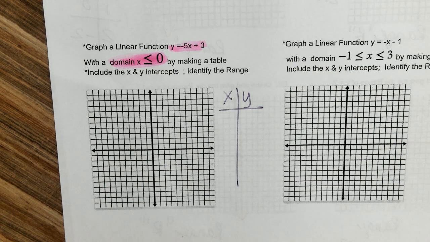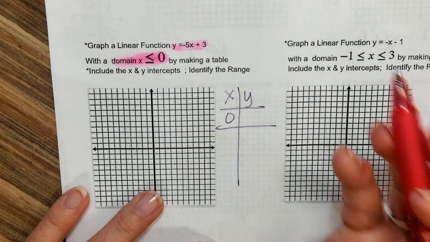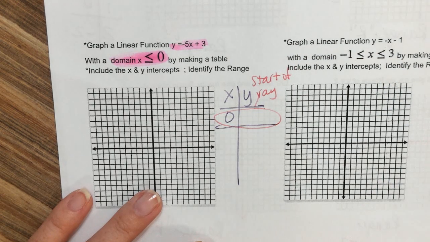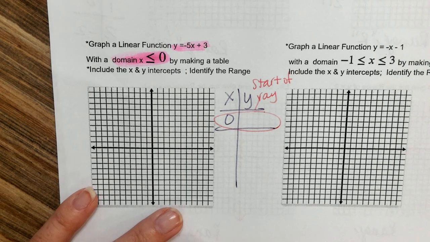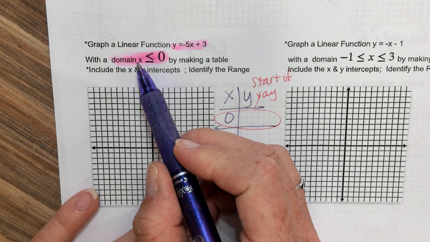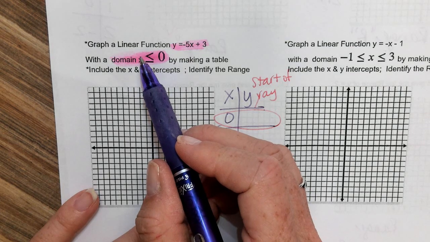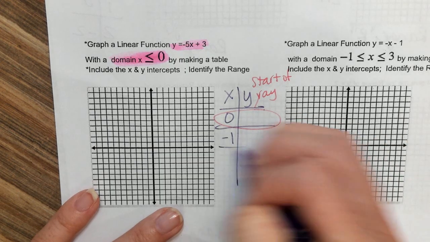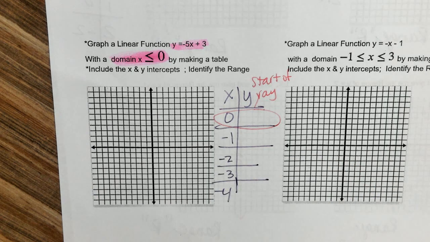What does my table's x have to start with? 0. This is going to be the start of my ray. Now, all my other x's have to be less than 0. I don't get to pick. So give me a number smaller than 0. -1, give me another one. -2, give me another one. Could I keep going if I wanted to? Sure.